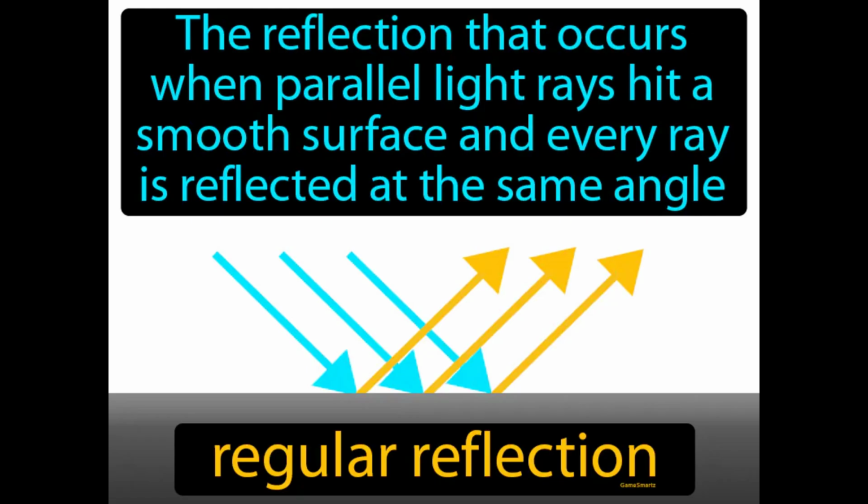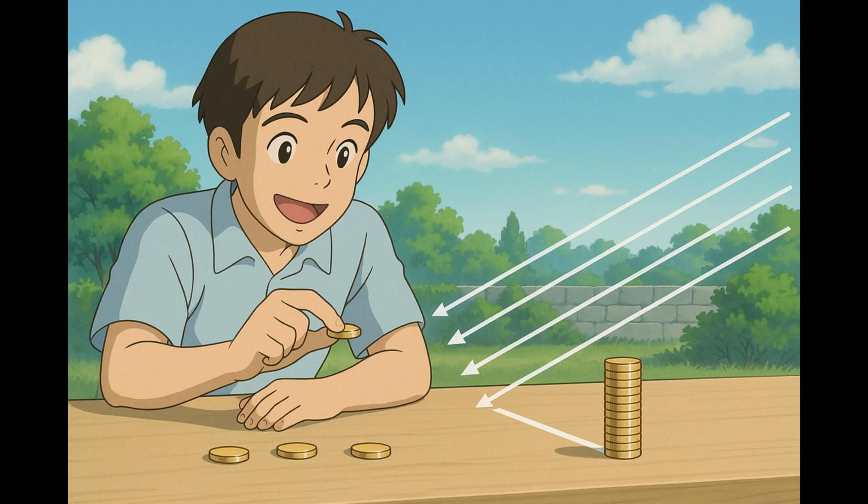The reflection that occurs when parallel light rays hit a smooth surface and every ray is reflected at the same angle, regular reflection. Regular reflection is when light bounces off a smooth surface in a uniform direction, like a mirror. Imagine trying to stack a series of coins neatly on a perfectly level table. Just as each coin remains aligned and reflects the overall neatness of the stack when placed on a smooth surface, parallel light rays hitting a smooth surface during regular reflection behave similarly.